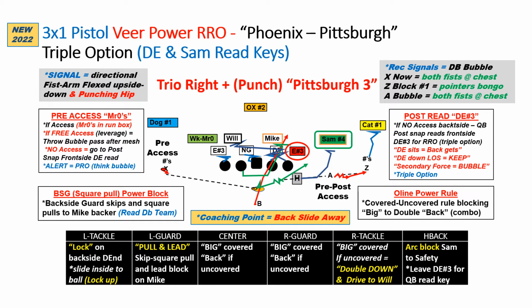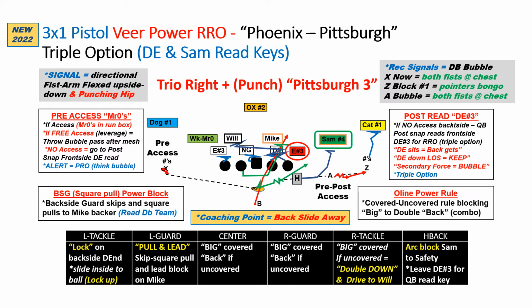Offensive line does exactly the same rules, blocking and calls they would for power. You can see now the quarterback though is going to read the defensive end with his mesh down the line, then to the Sam backer, thinking keep to bubble pitch. As always, we have access pre-snap. We want to go ahead and throw the bubble right away.